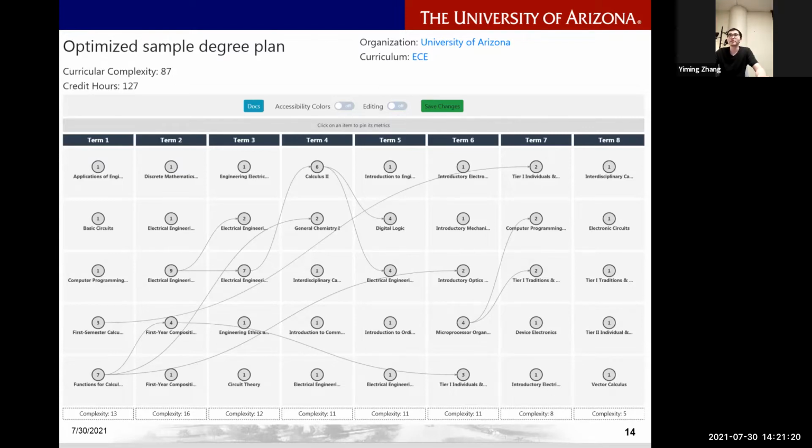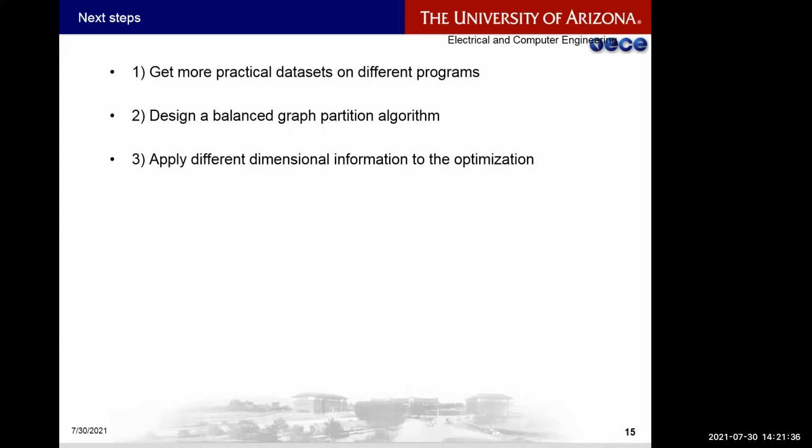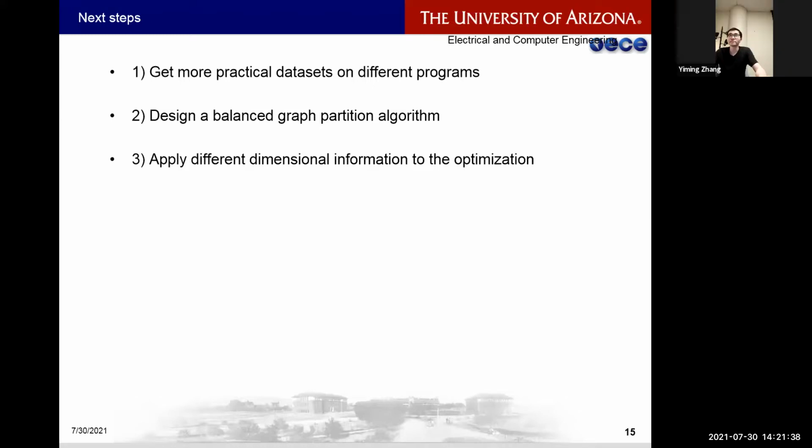So I think, yeah, that's it for the presentation. And I think these are our future plans for the next steps. Firstly, we are targeting to get more practical data sets on different programs for the algorithm. And for more complex examples, we will design a balanced graph partition algorithm to speed up the process. And like I described previously, we can also apply different dimensional information to the optimization. Yeah, I think that's pretty much it for my presentation today.